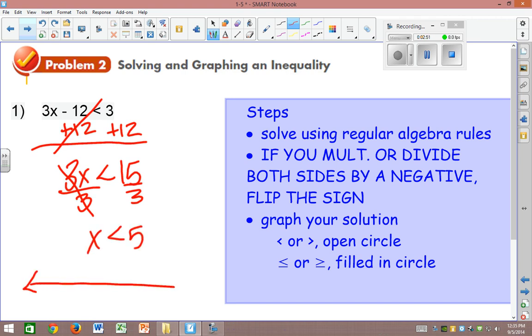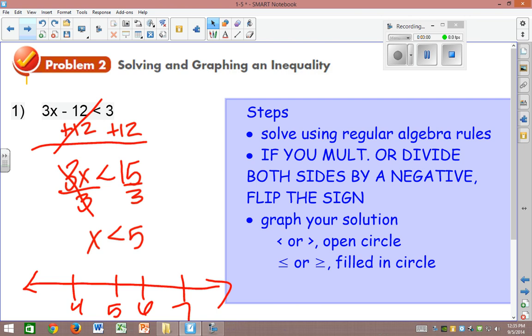Graph it. Not like on a two-dimensional graph. It's a number line. Right. Okay, then you open circle because it's not equal to it, and then less means to the left.